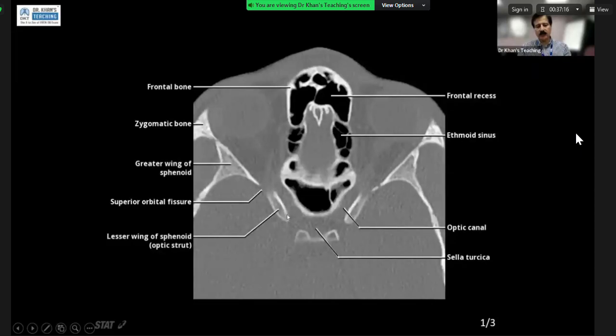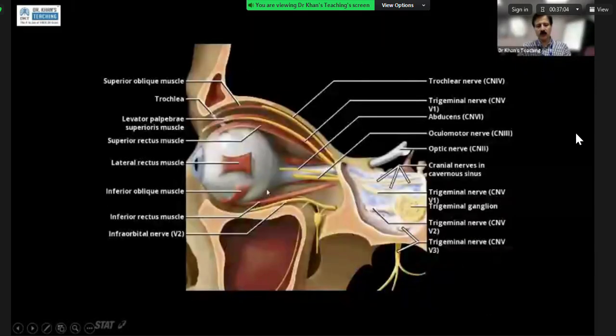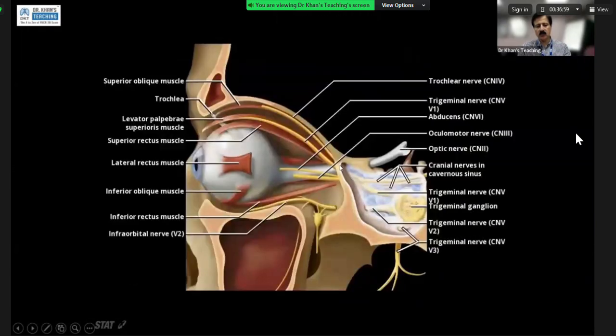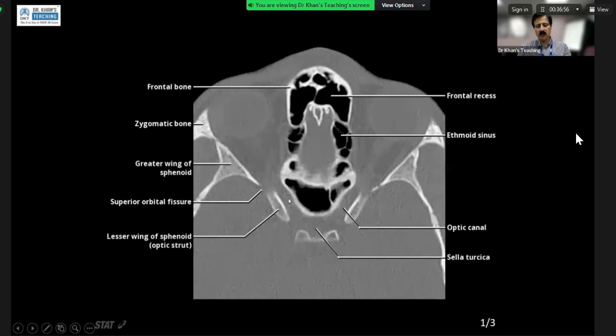This is a key landmark for you, because medial to that is the optic canal, and the optic foramen will be here. And lateral to that is the superior orbital fissure, which makes sense. If you go back to this diagram, this is medial and this is lateral. So just remember this. This is the canal. If I go one slice superiorly, which is not available here, you will see the optic foramen. Then is the canal. This is the optic strut, and it makes the anterior clinoid process. And this is the superior orbital fissure.